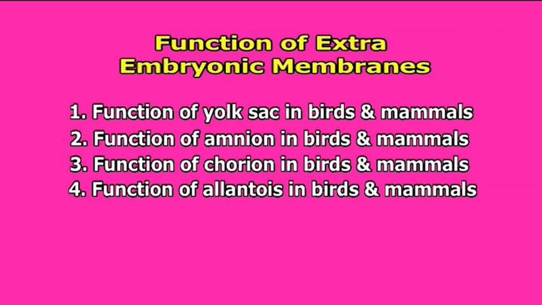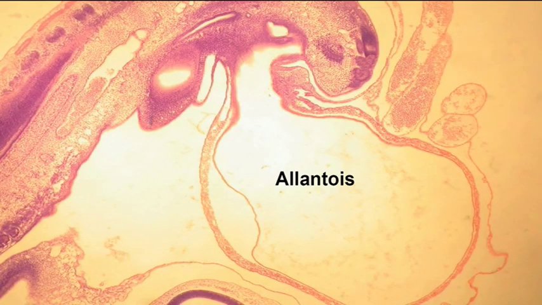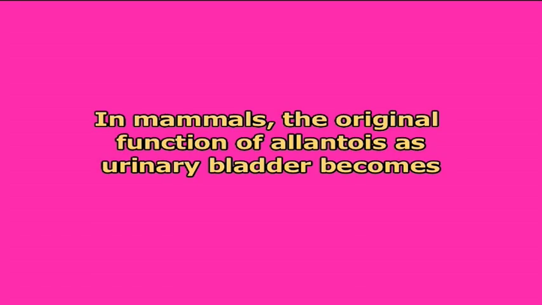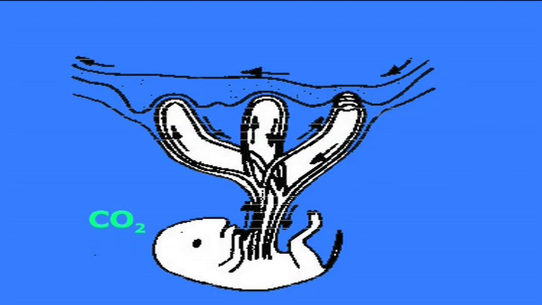Function of allantois in birds and mammals. In birds, the cavity of allantois serves as a urinary bladder. In mammals, the original function of allantois as urinary bladder becomes altogether lost. The carbon dioxide produced by the embryo diffuses into the maternal blood and is excreted by the kidney of the mother.